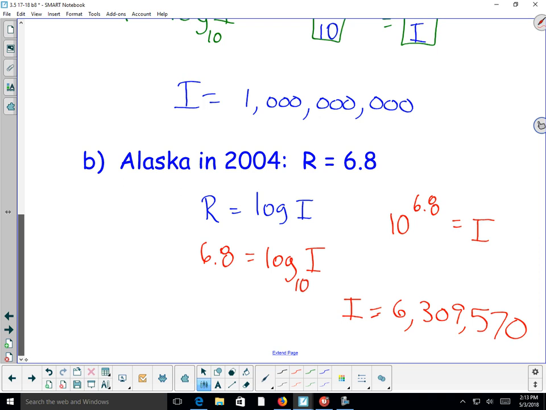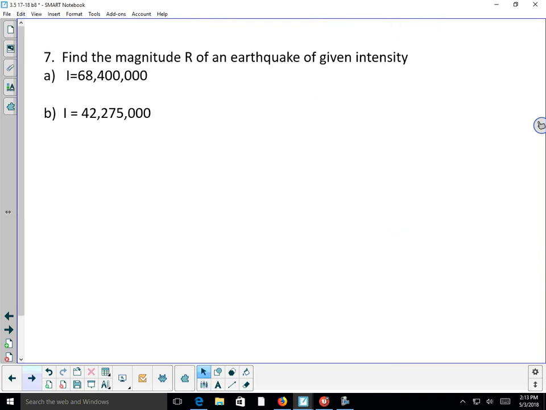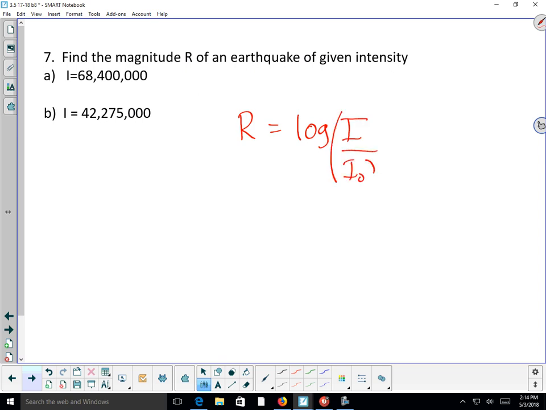That brings up your last example from your gift. This time we're going the other direction. In this case, I'm giving you the intensity, and I want to know what would be the Richter scale number. So in this case, if the intensity is 68,400,000, I'm still using this formula. Remember, it's really I over I sub 0, but we're just using 1 for that, so we don't need all that. So we can just say R equals log I.